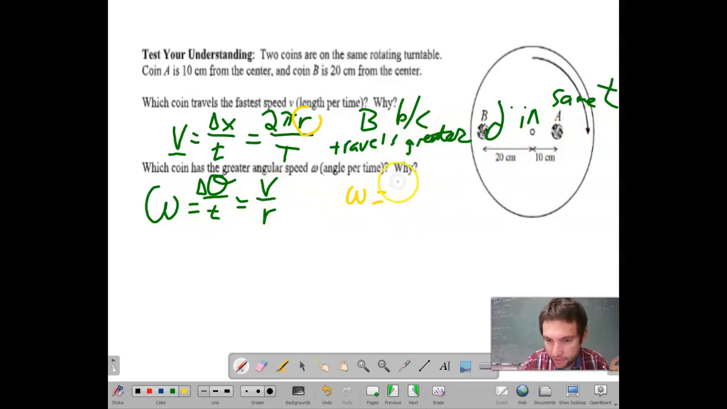For A, we have a small v and a small r. Meanwhile, for B, we have a big v and a big r. Well, because both the velocity and the radius are small for A, we get a certain omega. It turns out that because we have a bigger velocity and a bigger radius, both of these are going to have the same angular speed. So omega is the same.